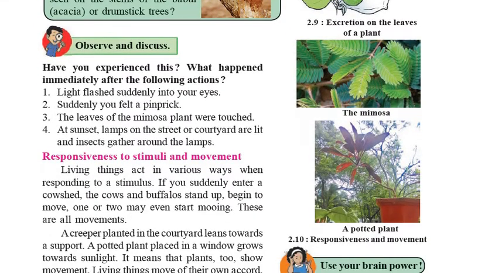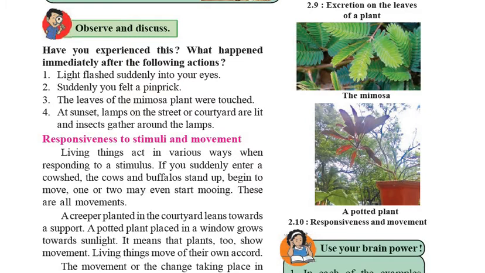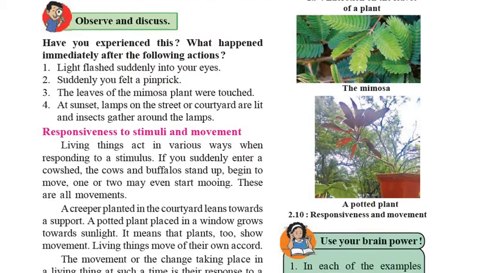Observe and discuss. Have you experienced this? What happened immediately after the following action? Light flashed suddenly into your eyes. Suddenly you felt a pinprick. The leaves of the mimosa plant were touched. At sunset, lamps on the street or courtyard are lit and insects gather around the lamps.